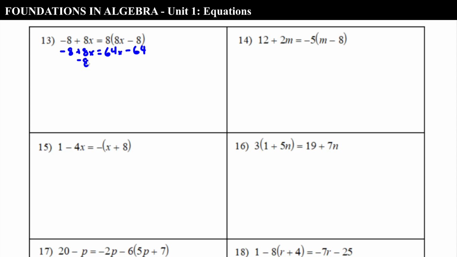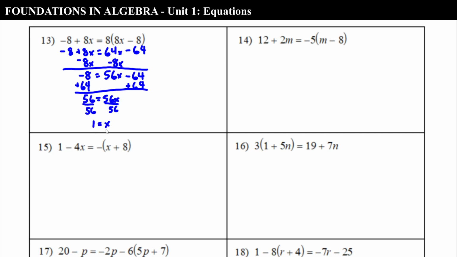And then from here, we can just subtract 8x from each side. We get negative 8 equals 64 minus 8x, that's going to give us 56x here, minus 64. And then we're going to add 64 to each side. And that's going to give us 56 on this side. And when we divide each side by 56, we get x equals 1.